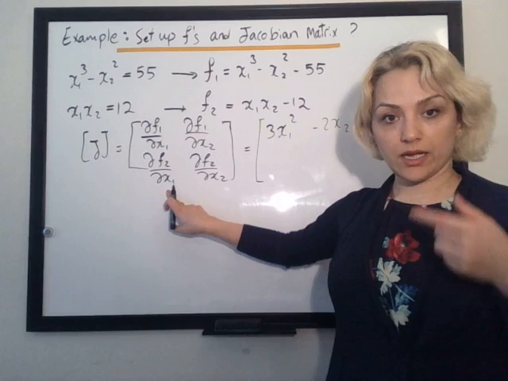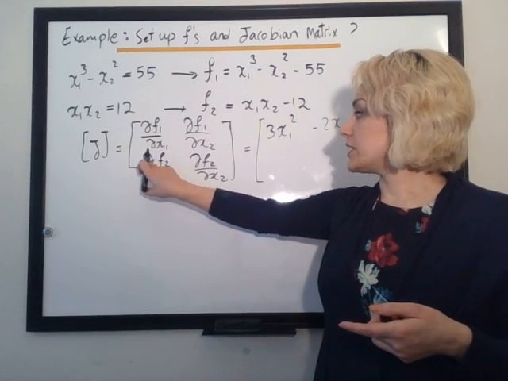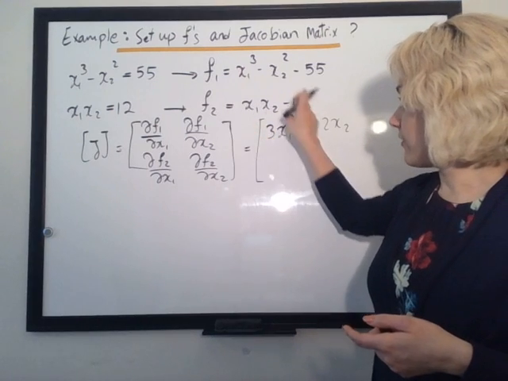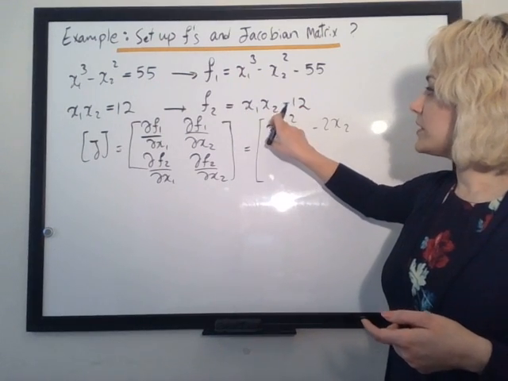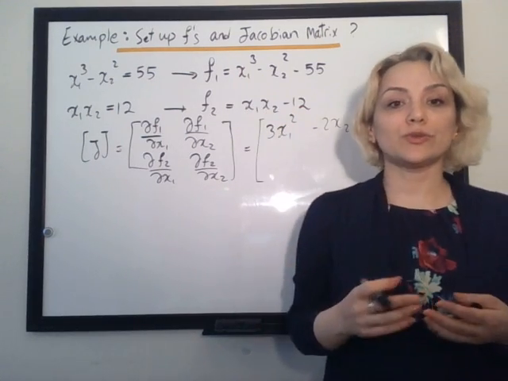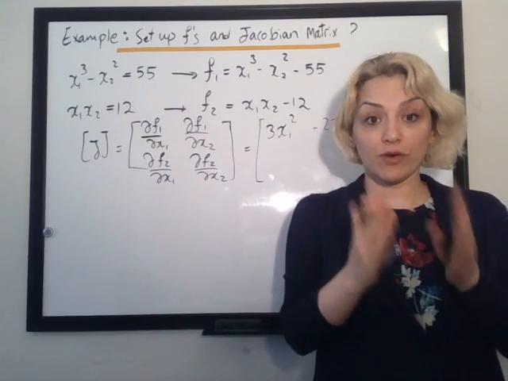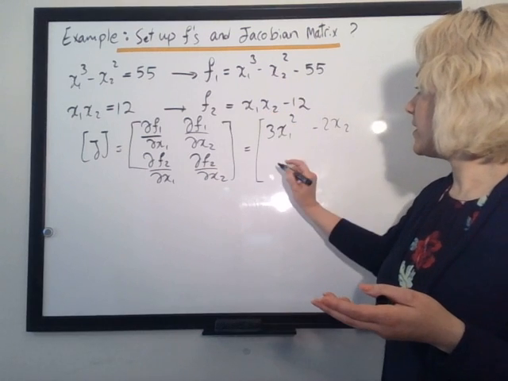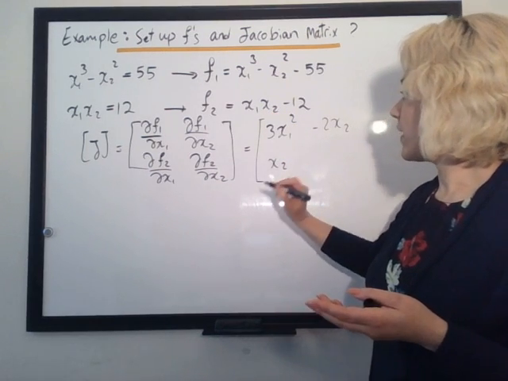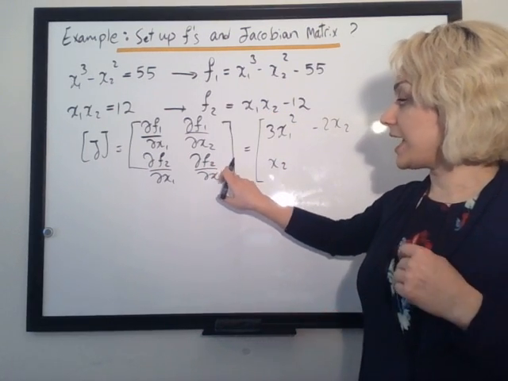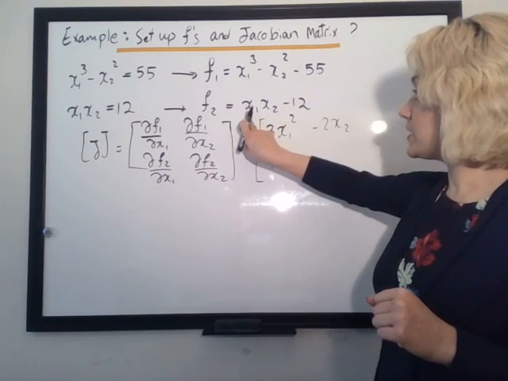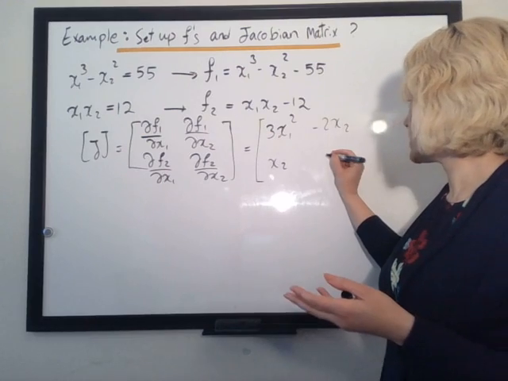The next row, we have the partial derivative of f2 with respect to x1. We said that when we want to get the partial derivative with respect to one variable, the other variable is going to be like a constant. So here it's going to be x2. And then the partial derivative of f2 with respect to x2. This x2 is my variable, so x1 is like a constant, so it's going to be x1.